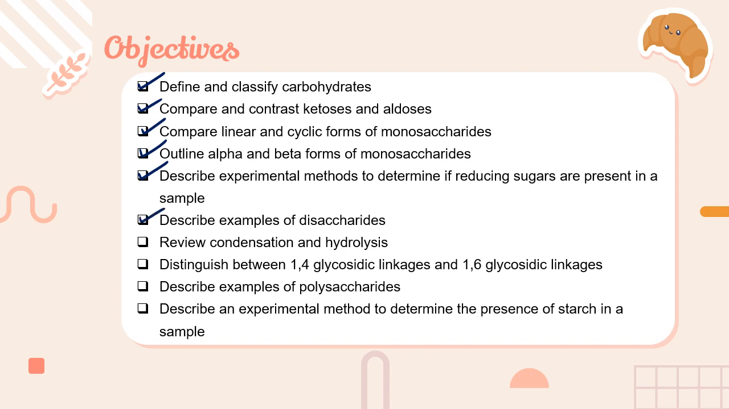We'll describe examples of disaccharides, review condensation and hydrolysis reactions, which is how we get those disaccharides and polysaccharides. We will look at 1,4-glycosidic linkages and 1,6-glycosidic linkages. We will talk about some polysaccharides, and we will wrap up with a look at how to figure out if you have starch or not.